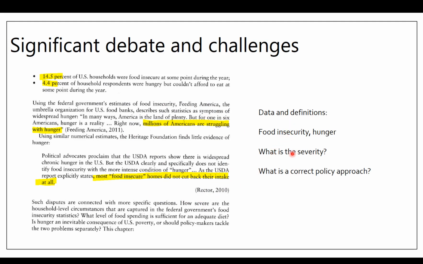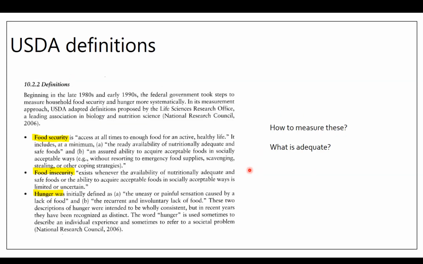So definitions, where do you get the definitions? How do you use those to collect data? Can you identify the severity, right? That's another problem here, USDA is counting both of these as food insecure. One is more severe than the other. And then what is the correct policy approach? Here are those definitions.